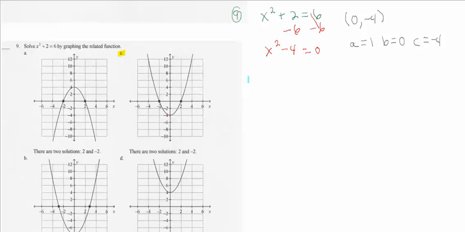Okay, on number 9, we need to put it in standard form, so I moved the 6 to the other side and made that a negative 6. I ended up with x squared minus 4 is equal to 0. My A is 1, my B is 0, my C is negative 4. This is in vertex form, so my x is 0 and my y is negative 4. Now I go through and I look at all the graphs. This is 0, positive 4. This is 0, negative 4. That's my vertex. That's the one I'm looking for. And so I have my 2 solutions, which are right here, 2 and negative 2.